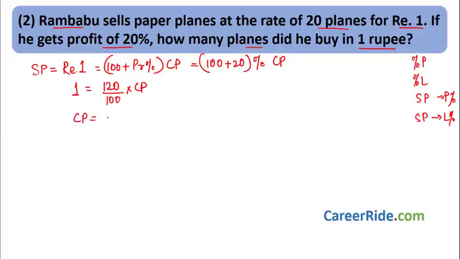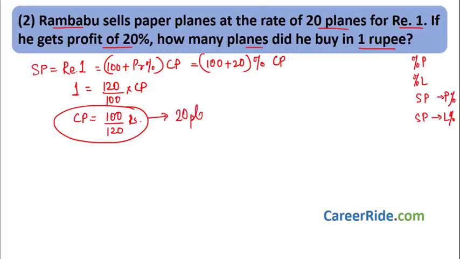So cost price becomes 100 upon 120. This is the cost price, 100 upon 120 rupees. Now selling price is 1 rupee, cost price is 100 upon 120. Selling price is 1 rupee means 20 planes are sold in 1 rupee. That means these 20 planes are bought in 100 upon 120 rupees. If 20 planes are bought in 100 upon 120 rupees, how many planes are bought in 1 rupee?